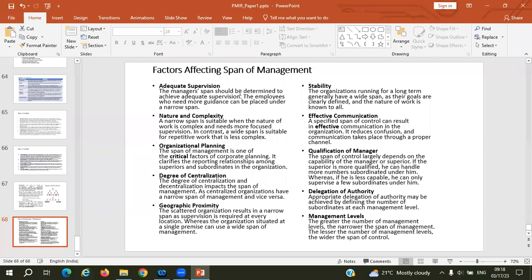The whole thing comes under span of management. That means whenever you are organizing the work, you are deciding based on many factors. These factors we are going to discuss.